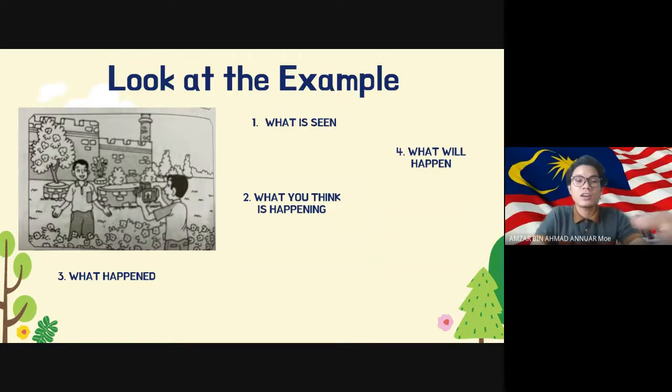Okay, he is taking a photo to be kept as a memory, right?